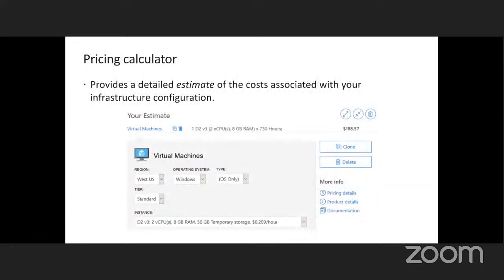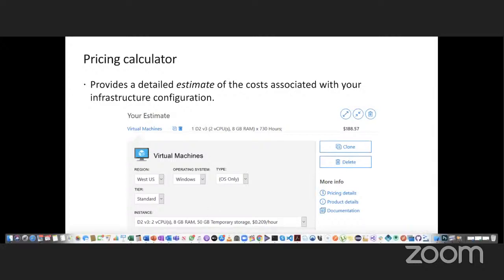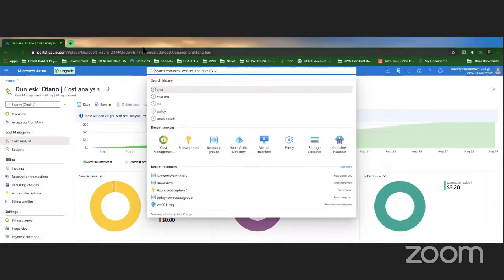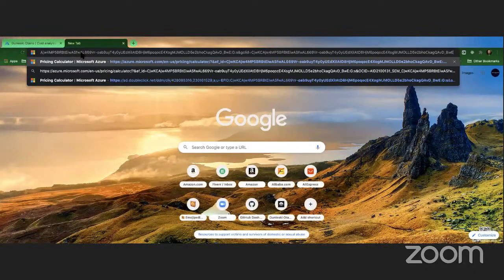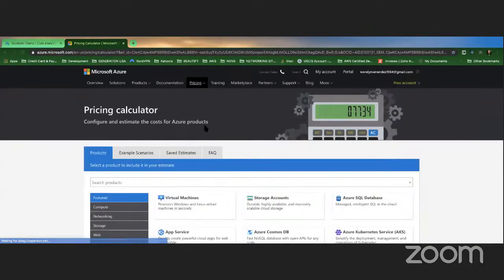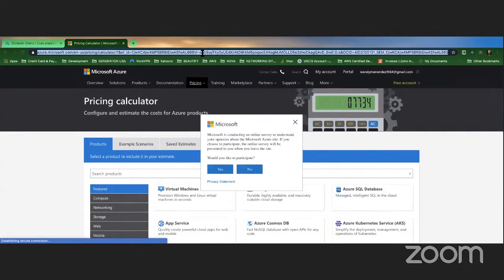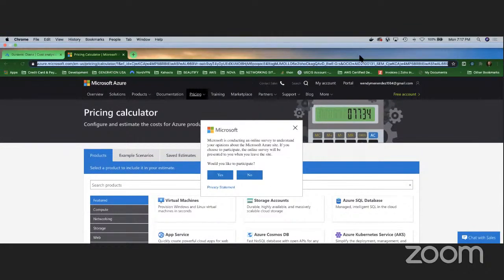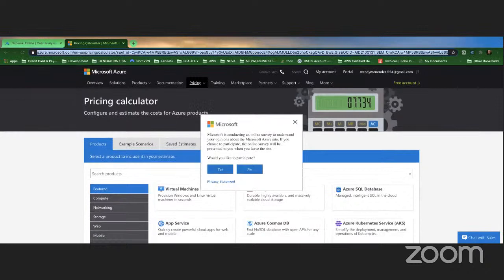The pricing calculator provides a detailed estimate of the cost associated with your infrastructure configuration. Let me see here. I just grabbed the link for the pricing calculator. So I have it here and I'm going to post this link. It's super long, so bear with me with this long link.